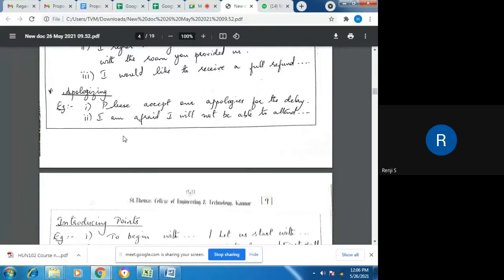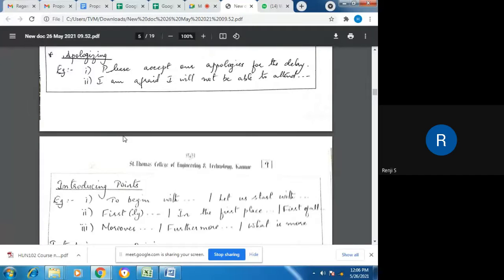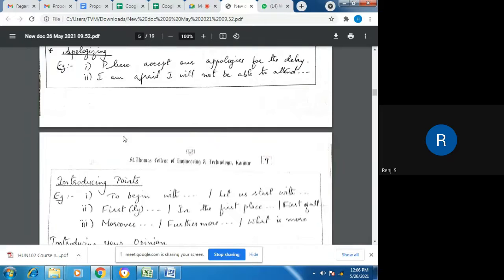Or the next sentence is: I am afraid I will not be able to attend. Because if you are informed about attending a meeting and you cannot attend, just don't write I cannot attend this meeting. Please don't start like that. You can inform them like: I am afraid I will not be able to attend the meeting. And this is a polite way of informing that you cannot do something. Okay, so that is apologizing.